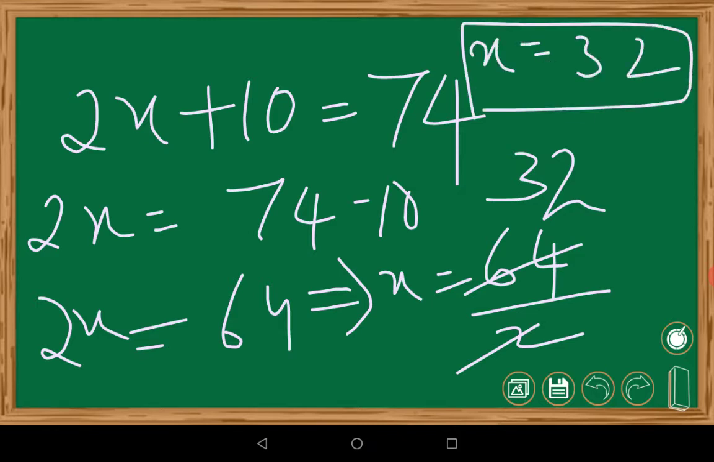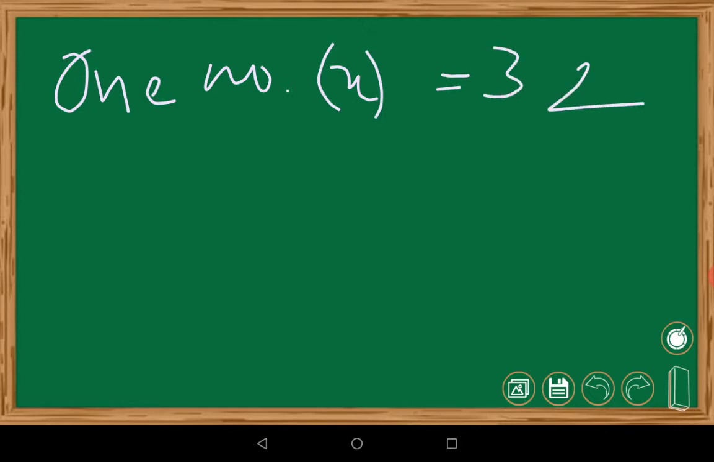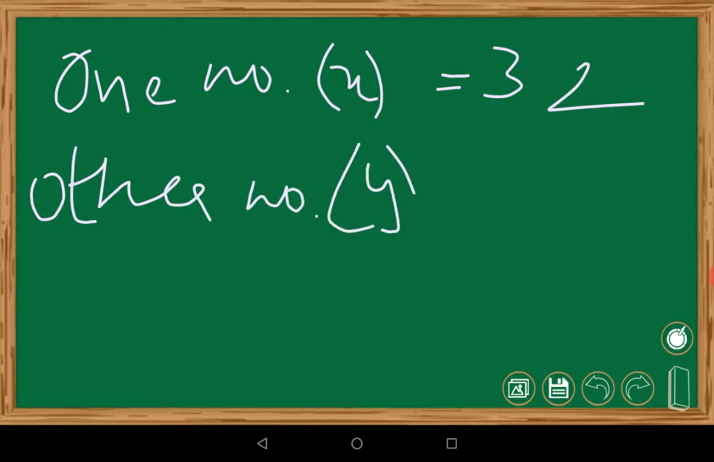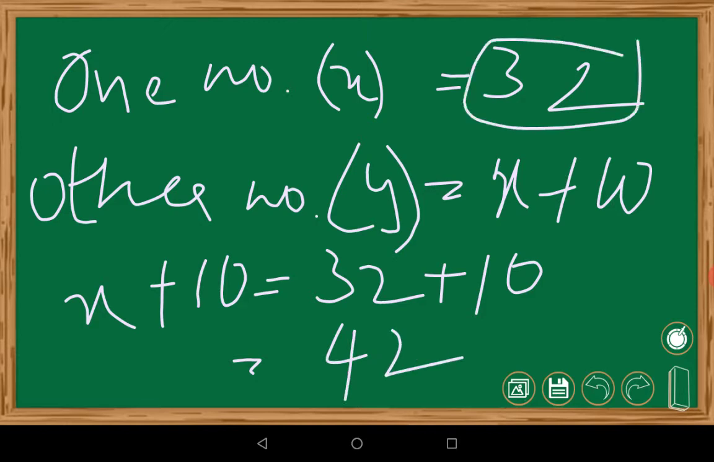So one number x is 32, and the other number y was x plus 10. So x plus 10 is equal to 32 plus 10, that is 42. So the first number is 32, the second number is 42. That's all. That is the whole second exercise.